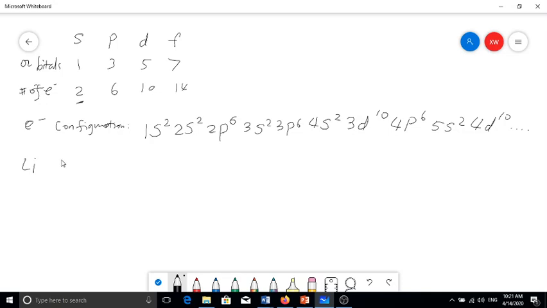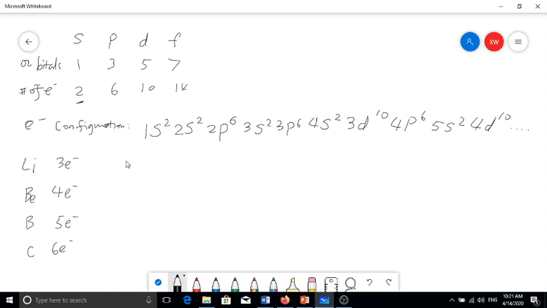It has 3 electrons. Okay, beryllium has 4 electrons. Boron has 5 electrons. Carbon has 6 electrons. Let's take a look at each one of these, what the electron configuration will look like.